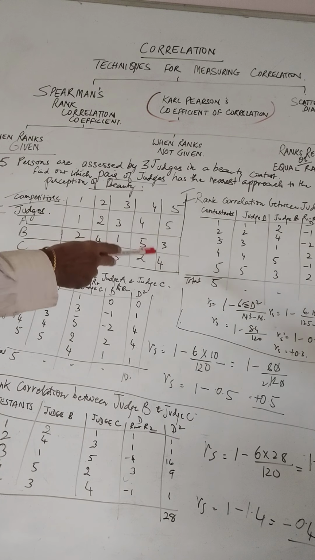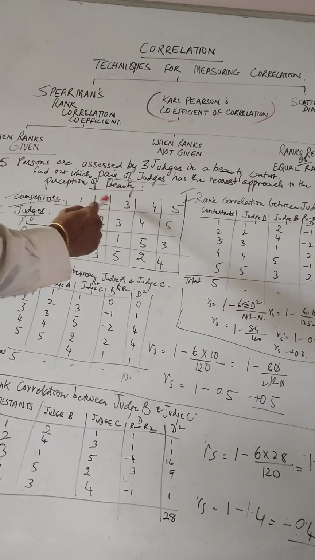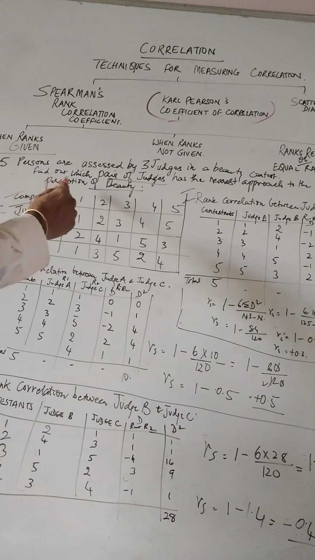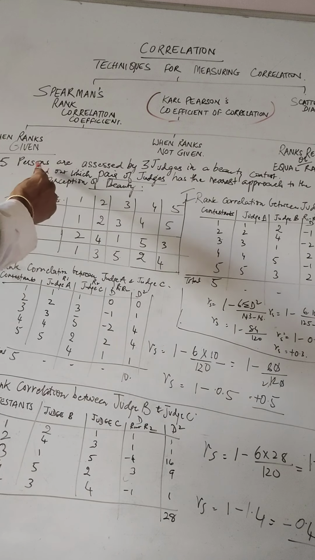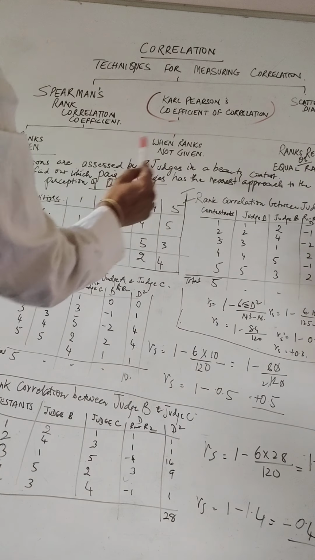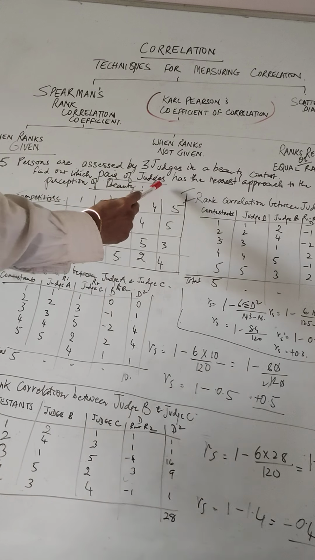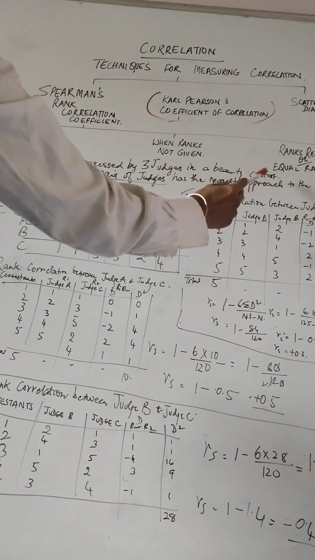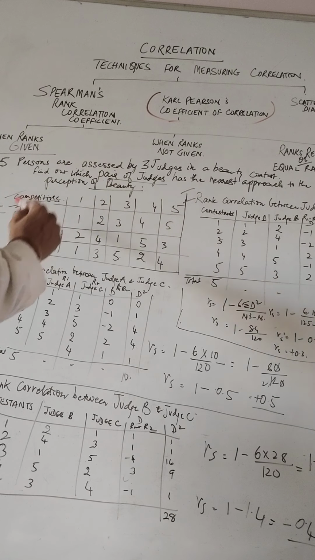So here the ranks are given by these judges for these competitors, 1 to 5. So this is the numerical: 5 persons are assessed by 3 pairs of judges in a beauty contest. Find out which pair of judges has the nearest approach to the perception of beauty.